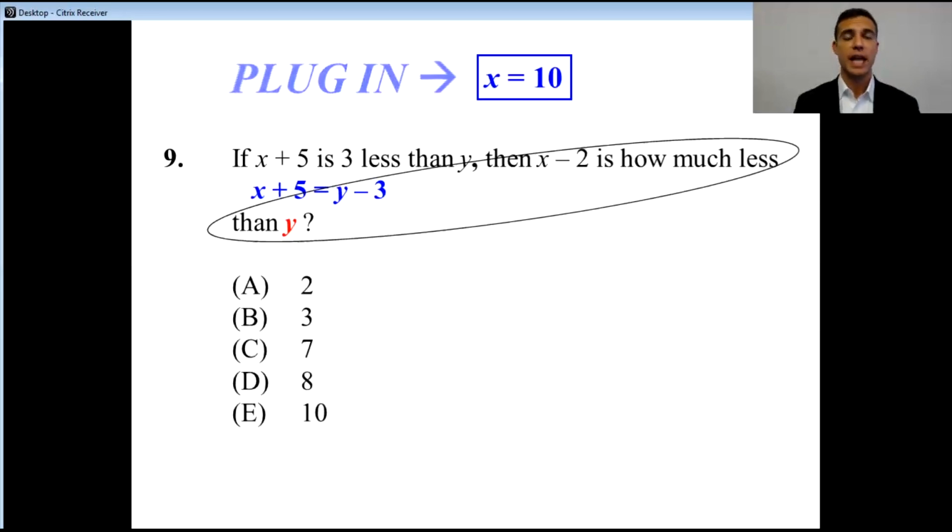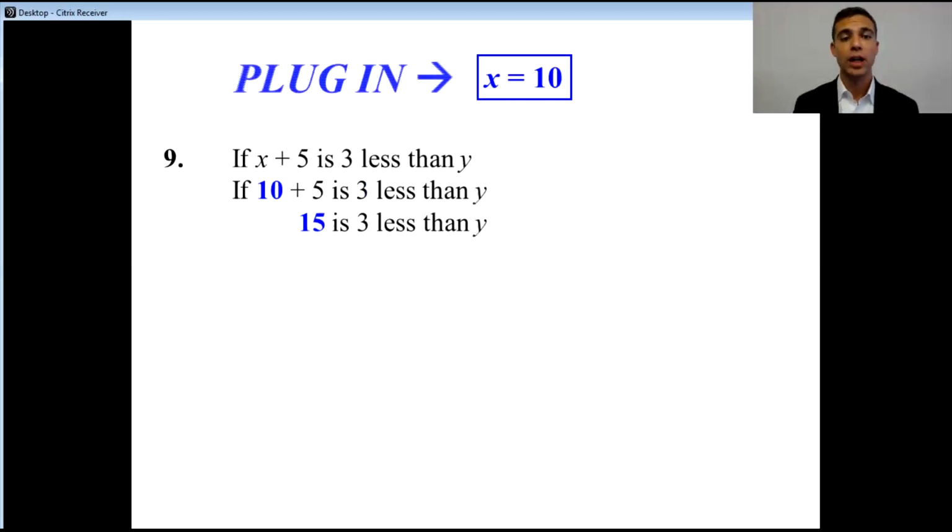Because we don't know x and because we don't know y, we can make things up. Let's say that we decide that x equals 10. Well, if x equals 10, we know that 10 plus 5 is now what we're reading in the question. We don't have the mystery of x anymore. We've got a 10.